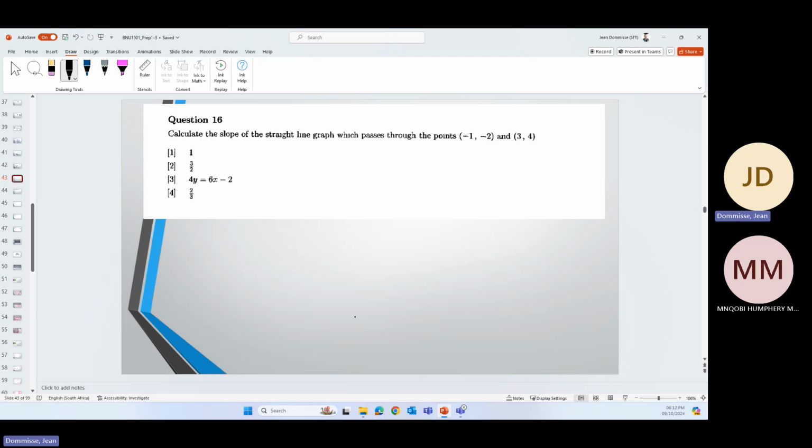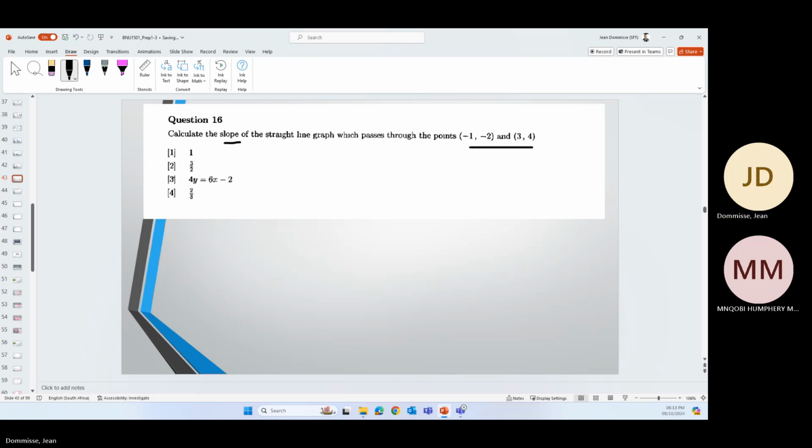Okay, another thing that you guys will get is where you need to work out the slope. So they can give you a question where you need to work out only the slope, or they can give you a question where you need to work out the formula with a slope. So let's see what they ask us. Calculate the slope of a straight line which passes through this point.